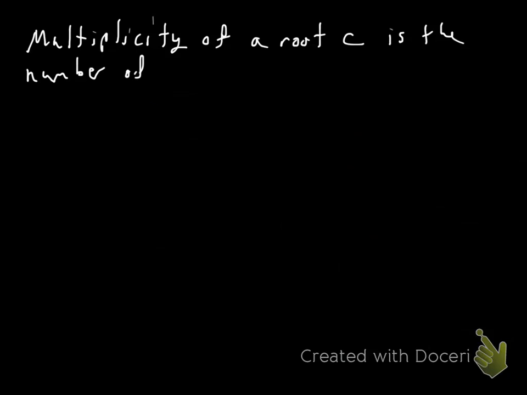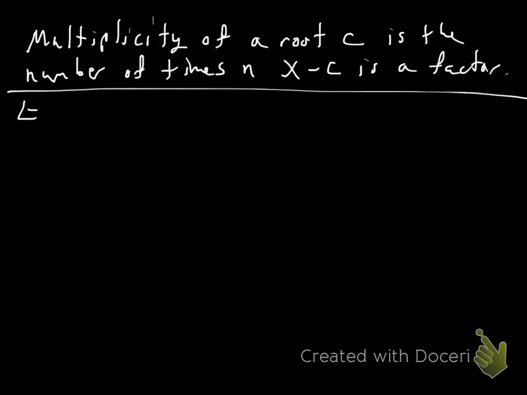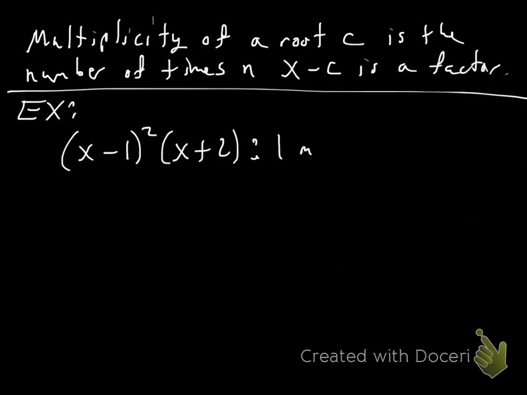So we're going to talk about a concept called multiplicity. When we say it, the multiplicity of a root c is the number of times x minus c is a factor. So I'll give you an example. Let's say we went through and we factored something: x minus 1 squared times x plus 2. And I'm going to say 1 has multiplicity 2.